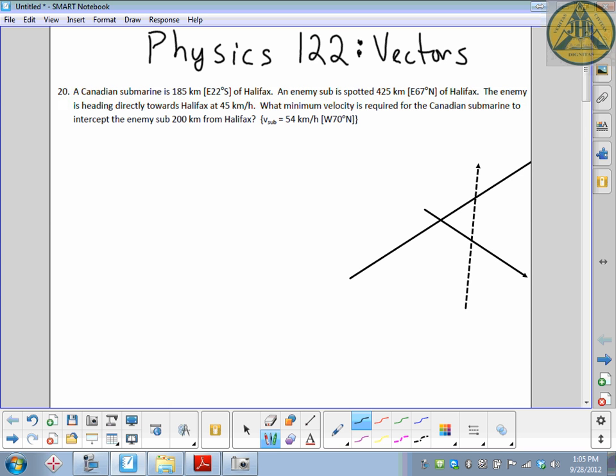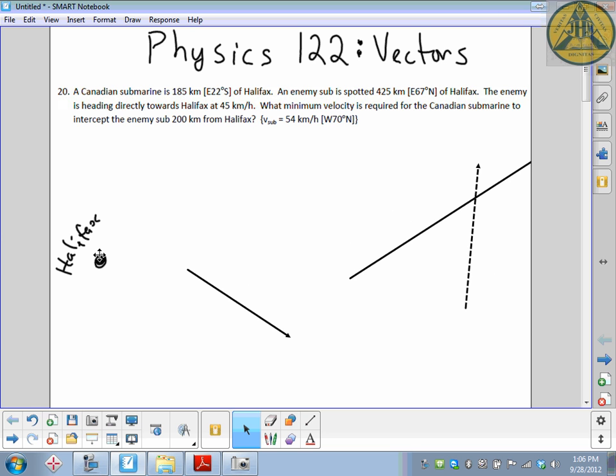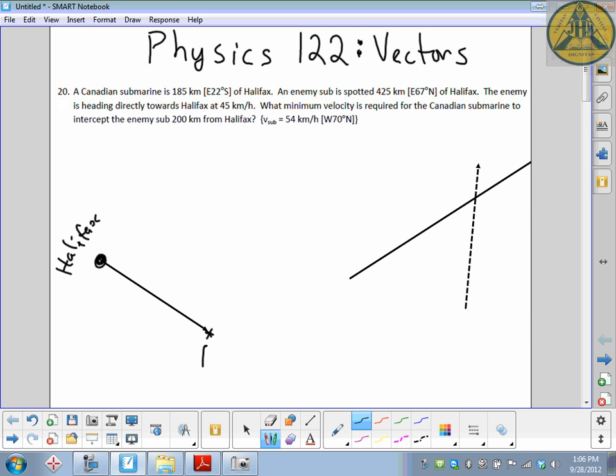As always, if you can, it's helpful to do a diagram. So there's our Halifax right there. Black dot represents Halifax. Great city, a lot of places to go, a lot of fun to have there. And this little line is going to represent the vector for the displacement of our Canadian submarine. Right there. 185 kilometers, 22 degrees south, east south.